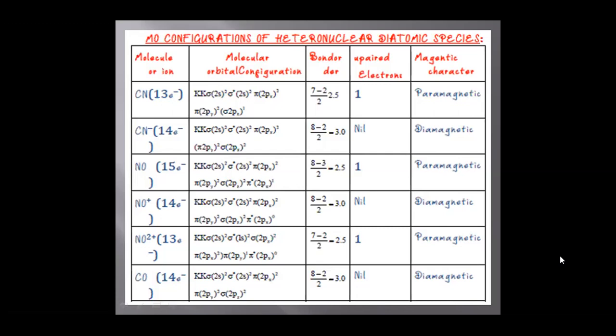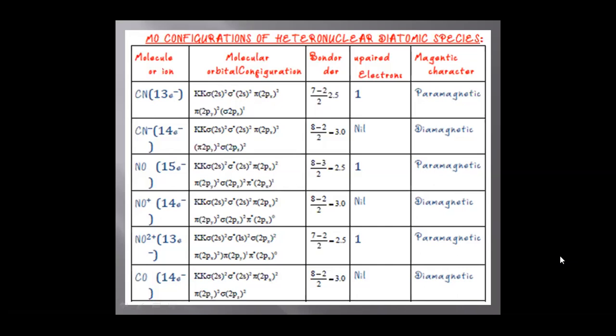For the cyanide ion, the bond order is 3 and unpaired electrons is nil, so the magnetic character is diamagnetic. For the molecule nitric oxide, the bond order is 2.5 and unpaired electrons is 1, which is paramagnetic.